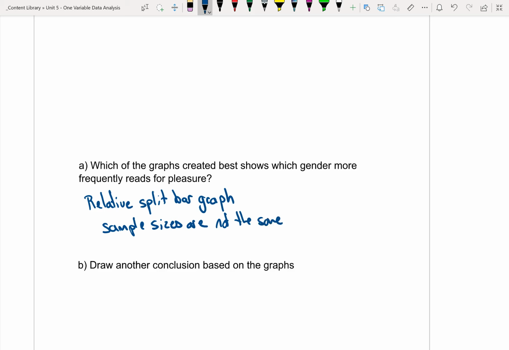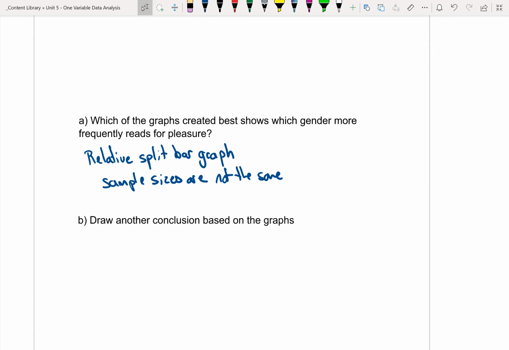So between the males and the females, we saw earlier that there were 123 males surveyed and 101 females surveyed. So it's hard to see the representation because there are more males answering than females. When we see the relative split bar graph, we see everything in an equal percentage, right? They're both out of 100%. So we can see then what percentage of each group either read a book or did not read a book, and then make the comparison from that.